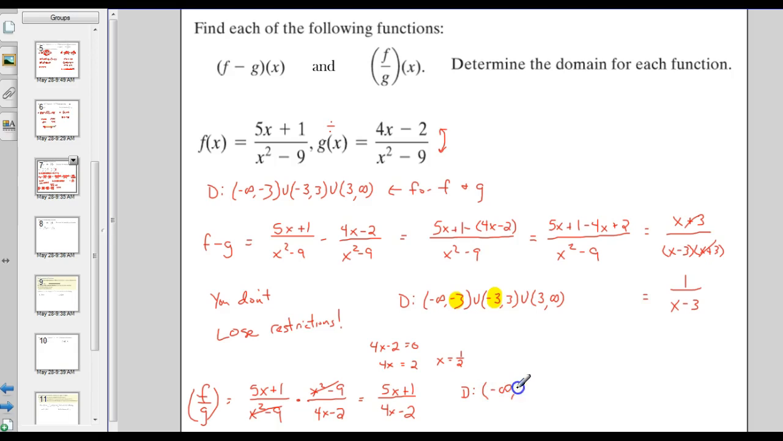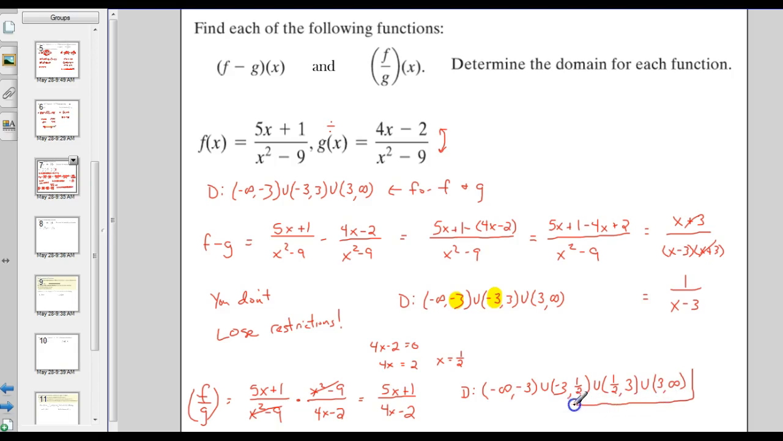We're still going to start off from negative infinity to negative 3. We don't lose restrictions. Union negative 3 this time to 1/2, because that's a restriction now. Union 1/2 to 3. Alright, again, 3 is an original restriction, so it's still a restriction. And then union 3 to infinity.